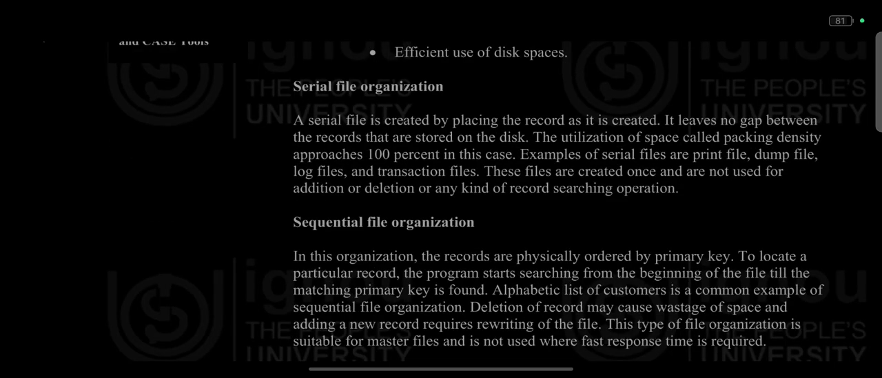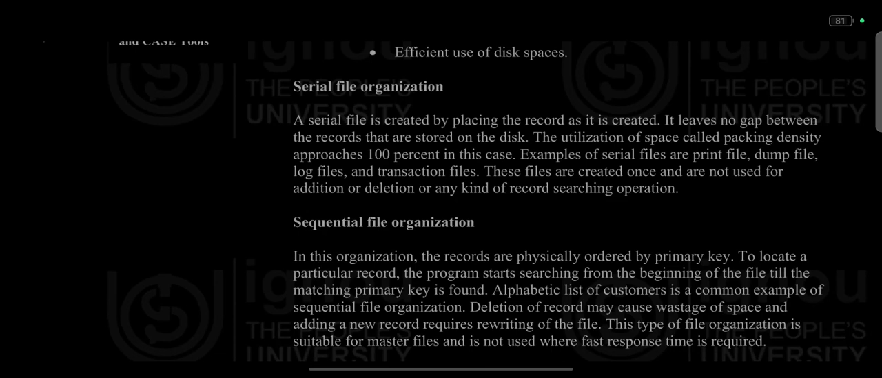Serial file organization. A serial file is created by placing records as they are created. It leaves no gap between the records stored on the disk. The utilization of space, called packing density, approaches 100% in this case. Examples of serial files are print files, dump files, log files, and transaction files. These files are created once and are not used for addition, deletion, or any kind of record search operation.